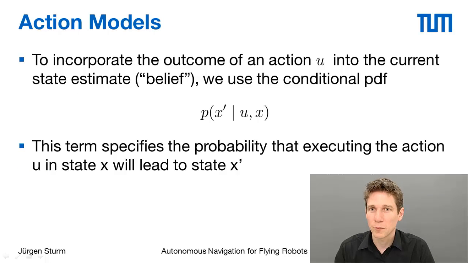Good. So as we said before, to model the relationship between the world state and the actions, we need a motion model or an action model. And this can be specified using a conditional probability density function where the new state x prime depends on our previous state x and the issued control command u.